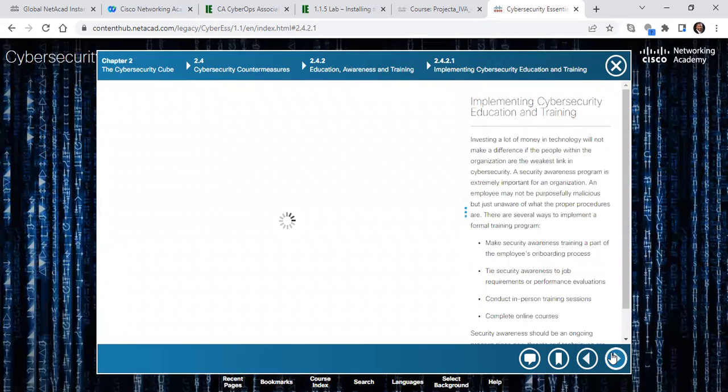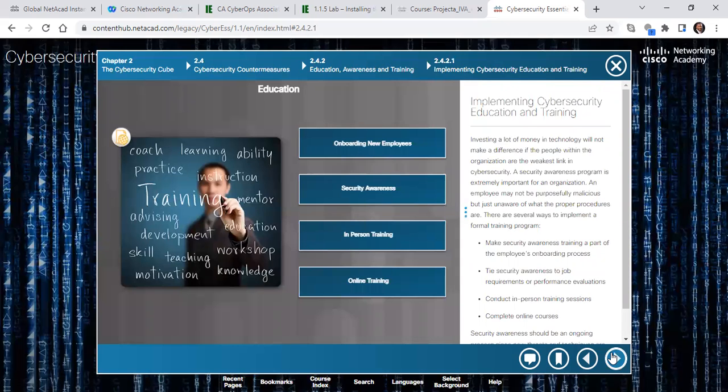Then let's now look at implementing cybersecurity education and training. This part is very important. You need to educate your staff. As a cybersecurity professional, when you bring it to a place, when you design the network, create the policies and the procedures, you now need to train people. You need to train the staff on what they need to do and how they need to do it, to make sure they don't cause hackers or create a breach on the network.